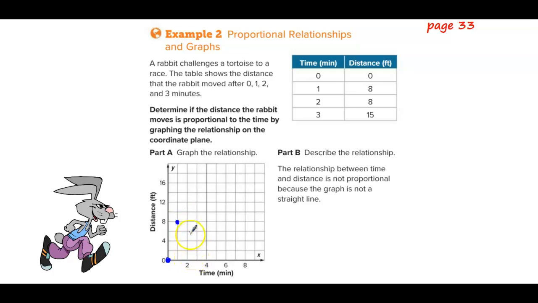But after 2 minutes, the rabbit still has only gone 8 feet. You remember the story, the rabbit took a nap. After 3 minutes, the rabbit has traveled 15 feet, which would be about here. Now, this does pass through the origin, but what you'll notice is this is not linear, right? It's not a straight line. So this is not proportional. It's not a straight line.